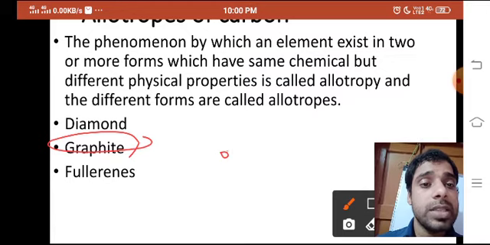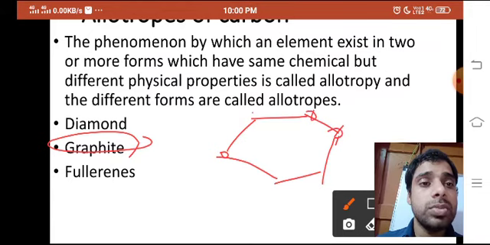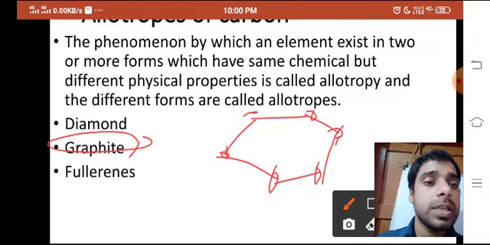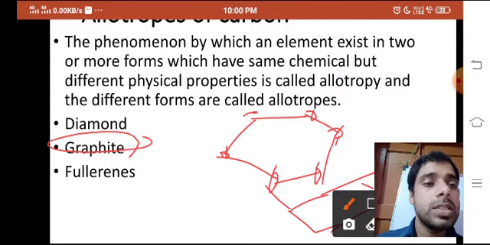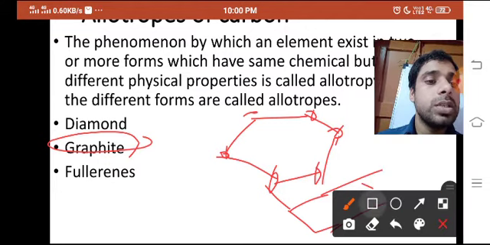The second one is graphite, and graphite gives a hexagonal structure. At every point one carbon is there, 2, 3, 4, 5, 6. Link this, and again you can make the same hexagonal structure, the same hexagonal structure again. So this is the structure of graphite.